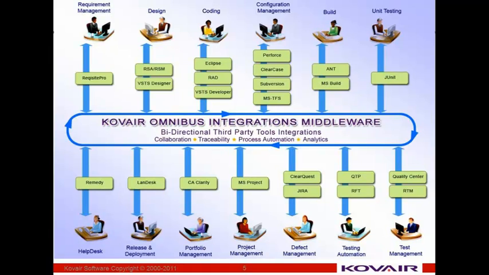Kovair Omnibus is an ESB technology and integration middleware, and it is one of the leading, if not the only, integration middleware available now with such a wide range of adapters. And these are the adapters available today, and this is actually a growing list. Every month we are releasing new adapters. Typically it takes about 6 to 8 man-weeks to create a new adapter. So if you don't see an adapter or a tool you are interested in, typically it takes about 6 to 8 man-weeks on average.